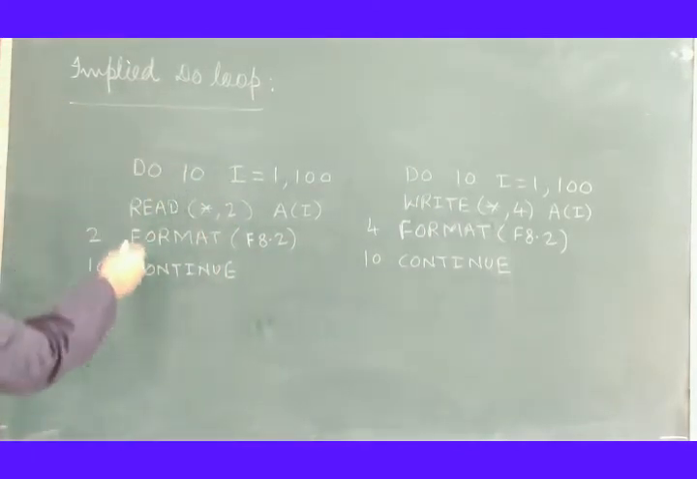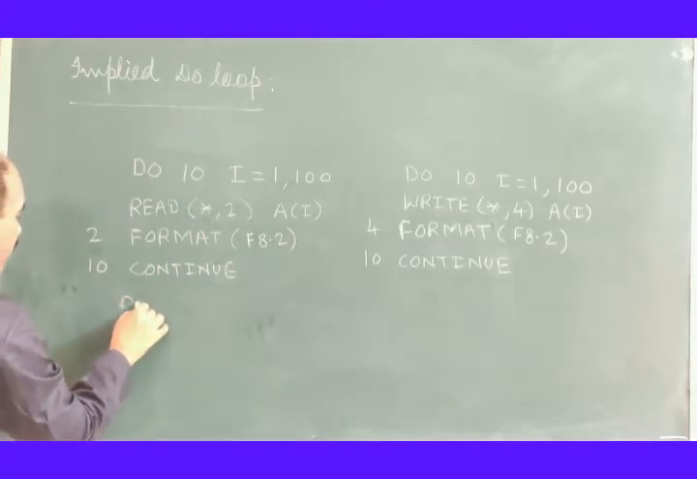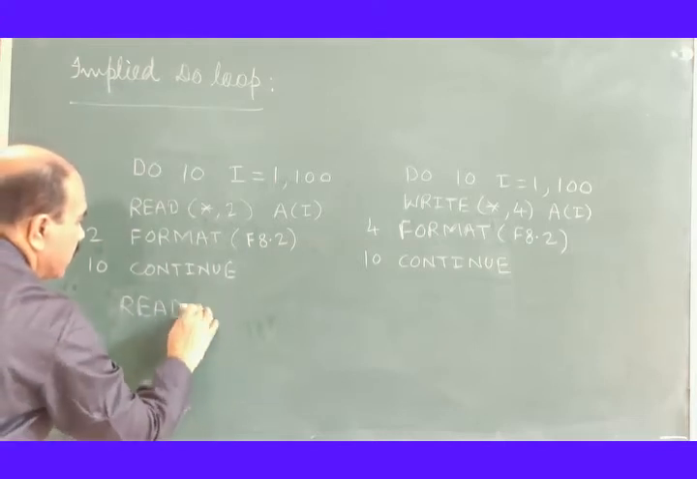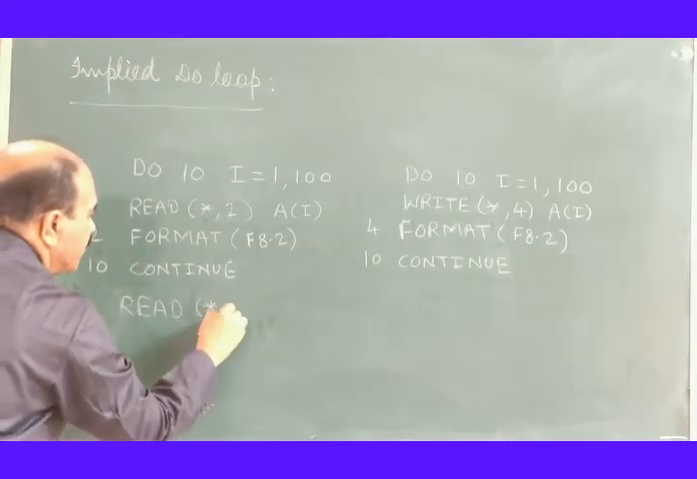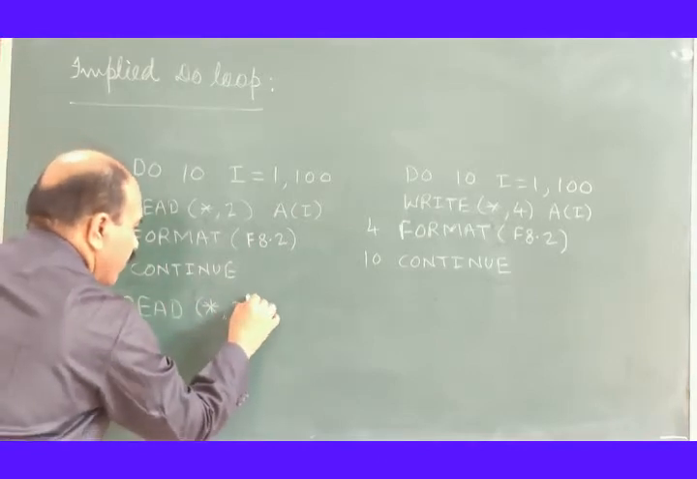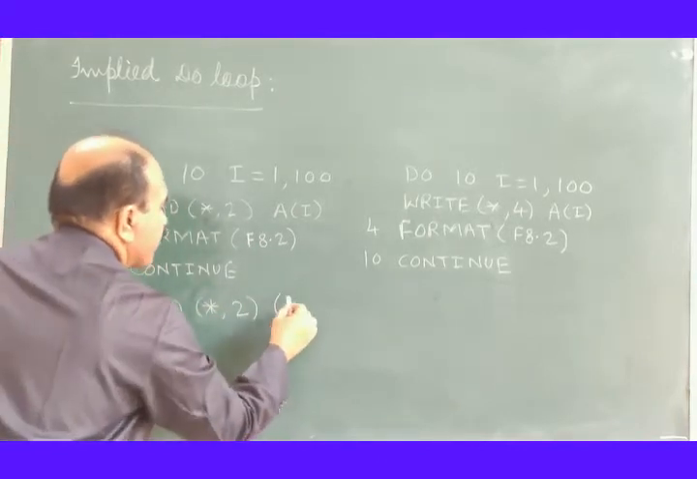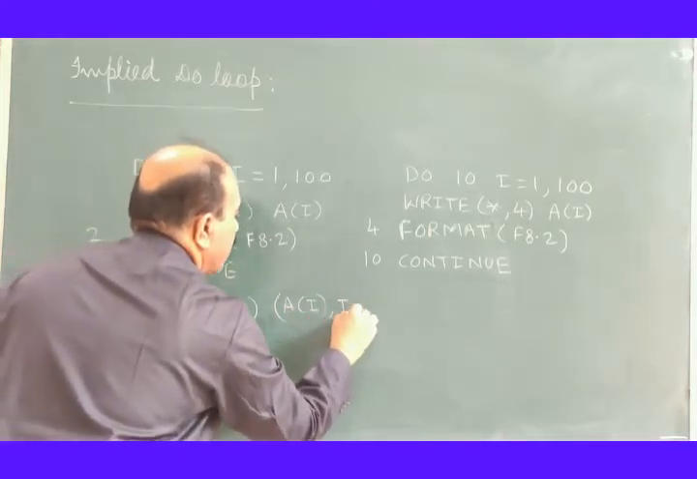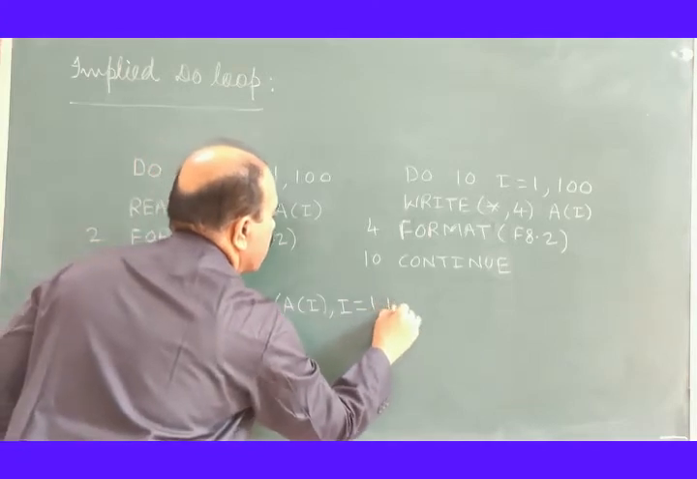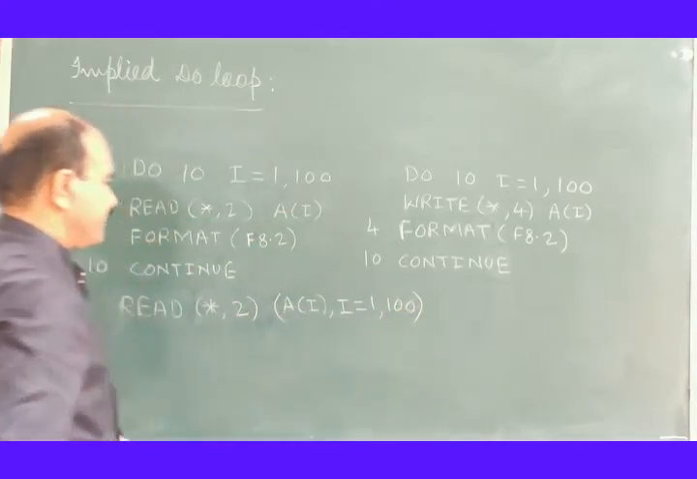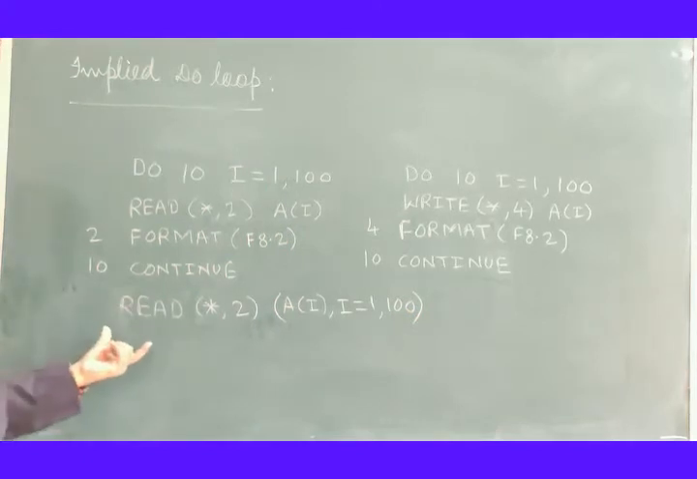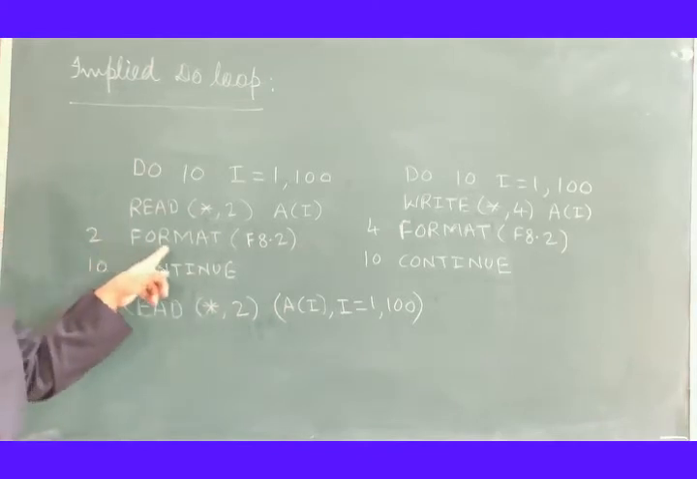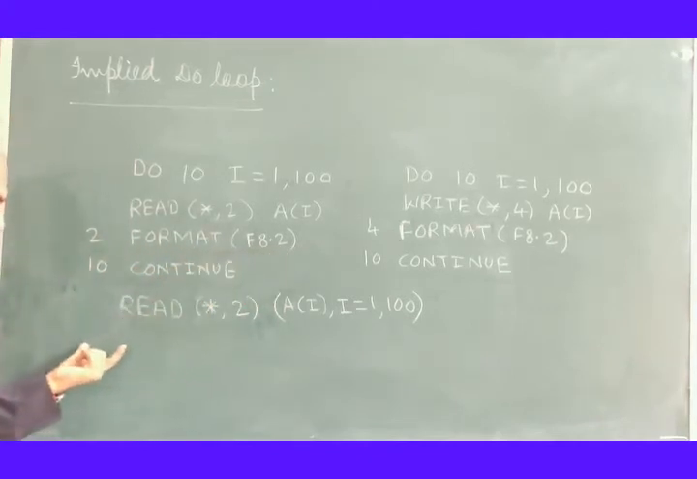Implied do loop for the first example is: read, the default input device, format, A of I comma I is equal to 1 comma 100. So if we simply use this statement, of course 2 format F8.2 is to be written here.